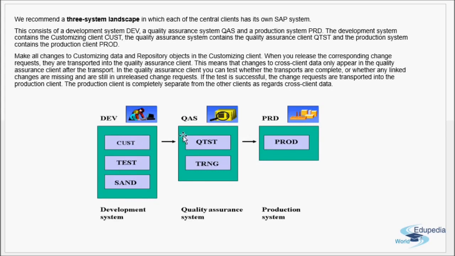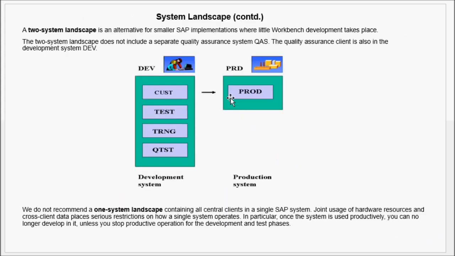The other clients can be attached to the development or the quality assurance system. Then in a 2 system landscape we only have 2 systems, and all the development and testing is done on one system, and the production client is on a different system. And a 1 system landscape, which ideally we don't have anytime, is where you have a single system and different roles of these clients in the same system.